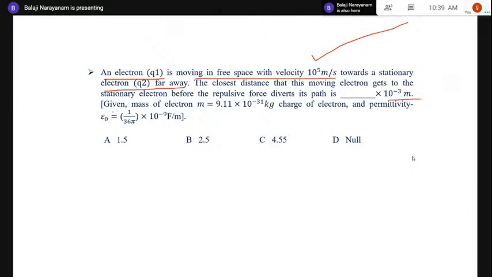We are given the mass of the electron m, the charge of the electron, and the permittivity. So these are the given parameters. We need to find the closest distance that this moving electron gets to the stationary electron before the repulsive force diverts its path. Units are given as 10 power minus 3 meters, and here we have to find how much the distance is.